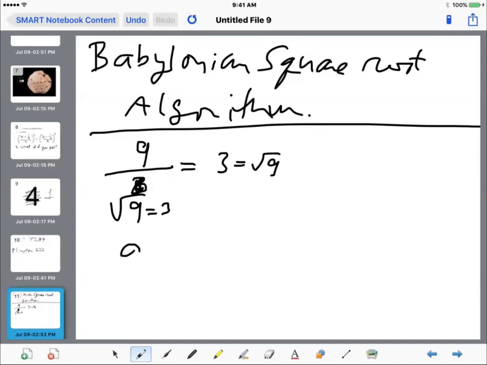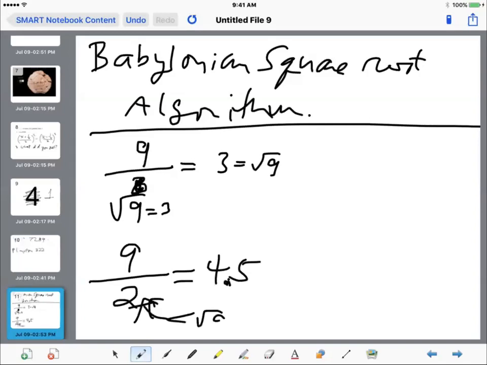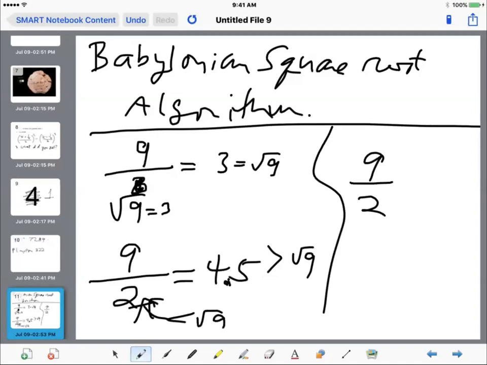But if you divide 9 by something that's smaller than the square root of 9, then the answer, the quotient, is going to be bigger than the square root of 9. So this is less than the square root of 9, and this thing is bigger than the square root of 9. And finally, if I divide by something bigger than its own square root, I end up with something less than the square root.